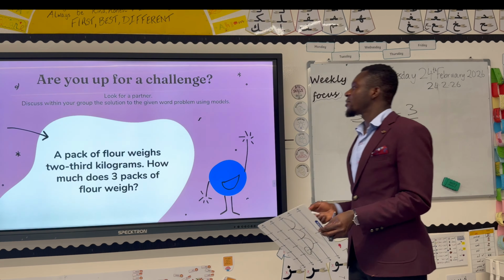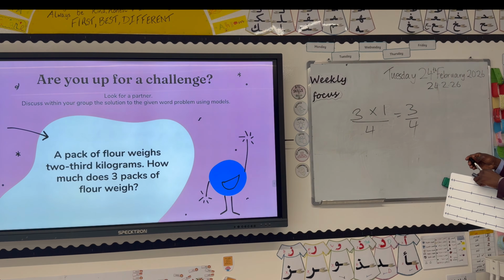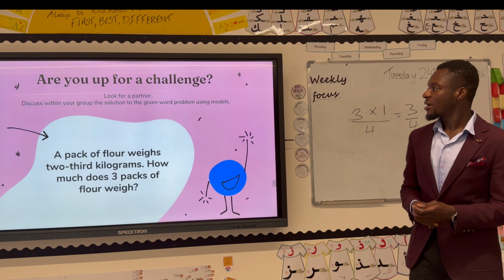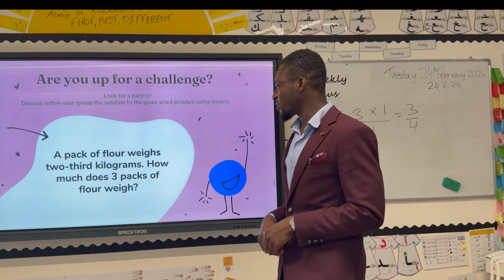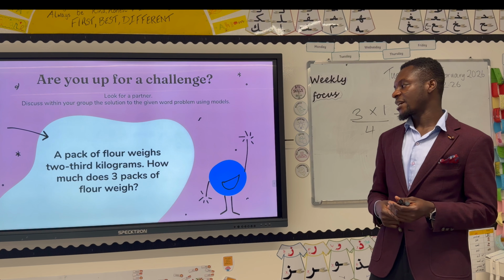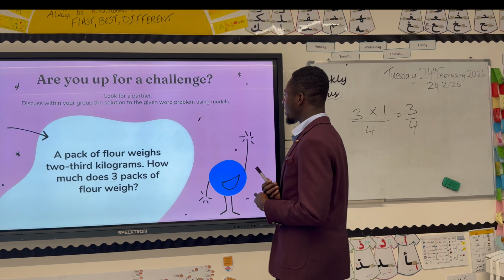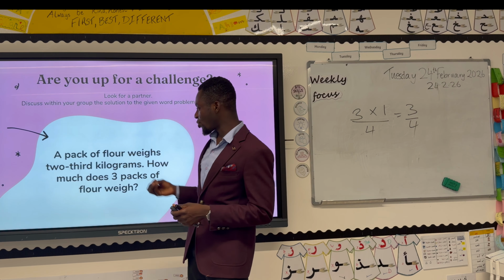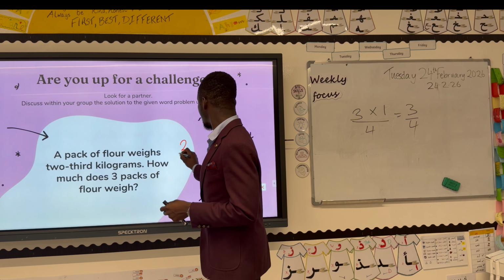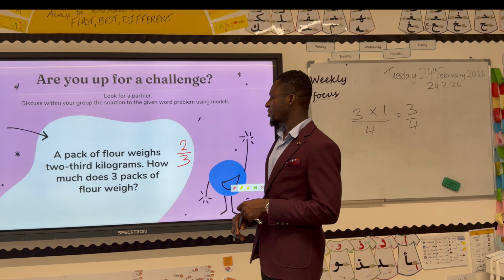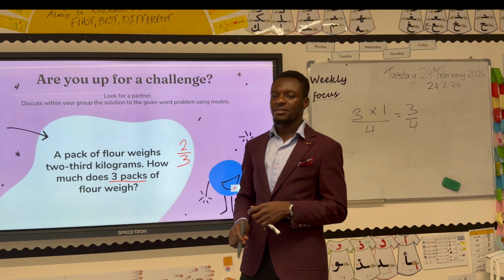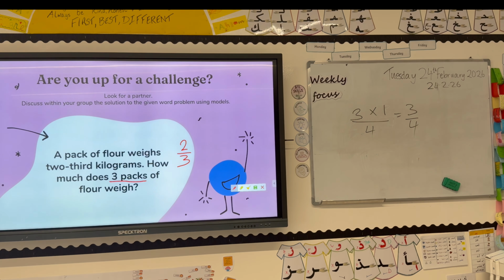Now, are you ready for a challenge? I want you to work with your partner and find solution to this question. A pack of flour weighs 2/3 kilograms. How much does 3 packs of flour weigh? Okay, so there are some key things you have to draw out of the question. A pack of flour weighs 2/3 kilograms. That is 2 out of 3 kilograms. And how much does 3 packs weigh? Okay, so work in your groups. I'm coming around to check.